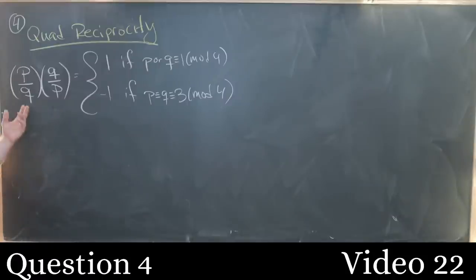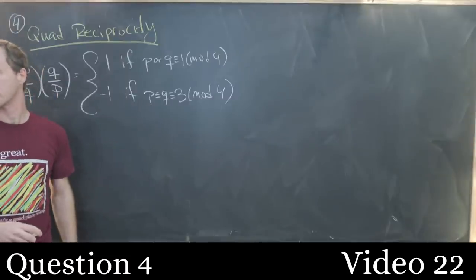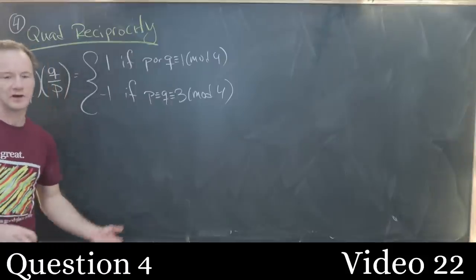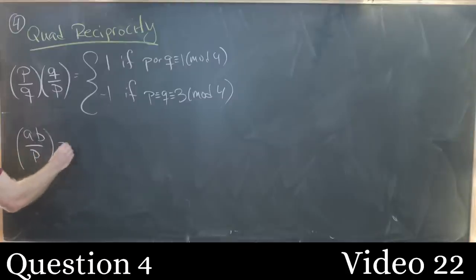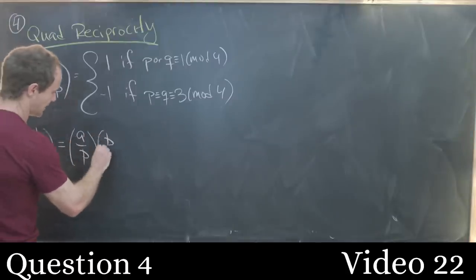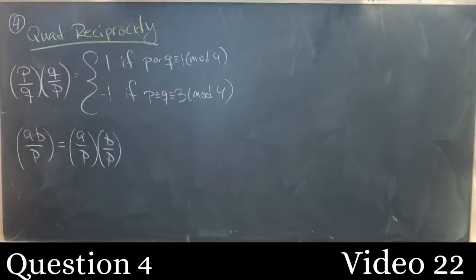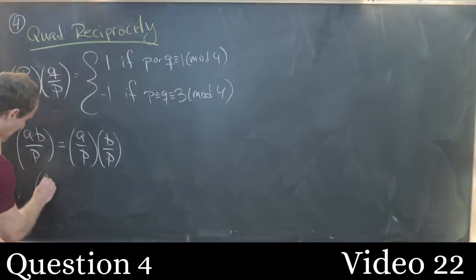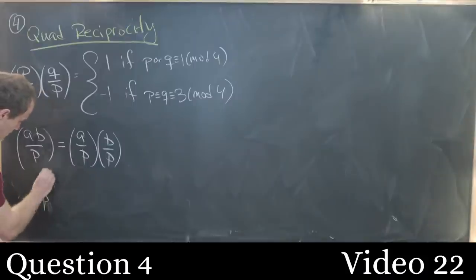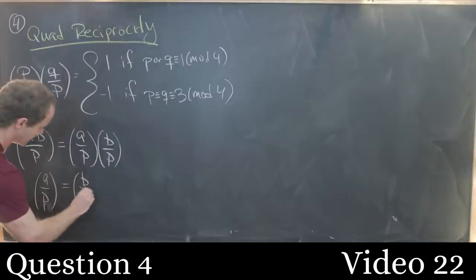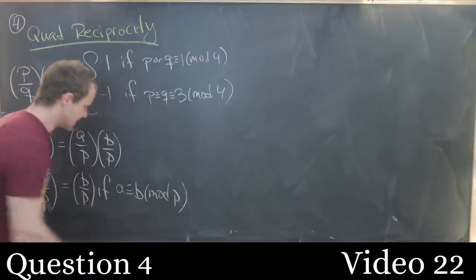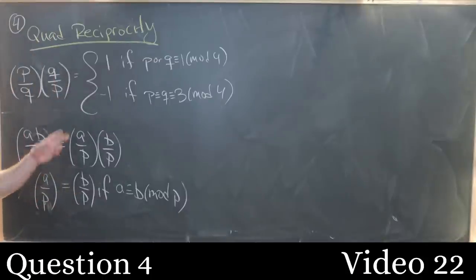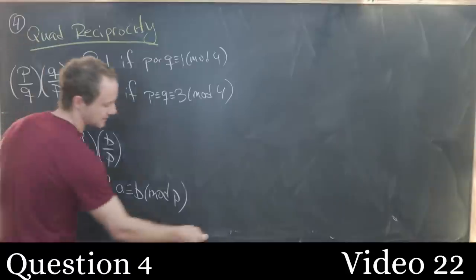Let's recall what this Legendre symbol means. (a/p) is equal to 1 if a is a quadratic residue, and it's equal to negative 1 if it's not a quadratic residue. And then we also have some nice formulas like (ab/p) is equal to (a/p)(b/p). That's one of the rules of the Legendre symbol. And then (a/p) is equal to (b/p) if a is congruent to b mod p. So you can reduce the top part of the Legendre symbol mod p.